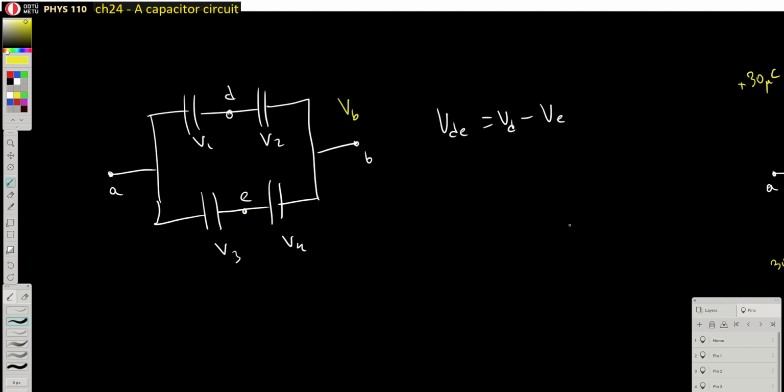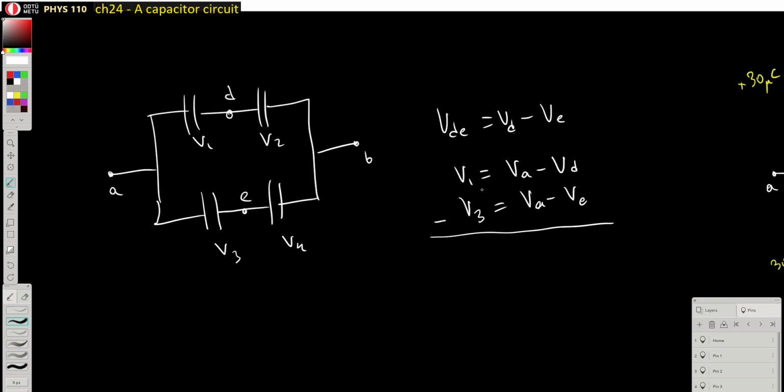Or you can do it like this, without setting any reference points. I can actually do it like that. Okay, but more or less I'm going to use the same kind of idea. I know that, for example, V1 is VA minus VD, and I know that V3 is VA minus VE. I need to write down these equations, but I need to find the difference between these two. To compute this, I need to subtract these two equations from each other. So I'm considering these two equations.